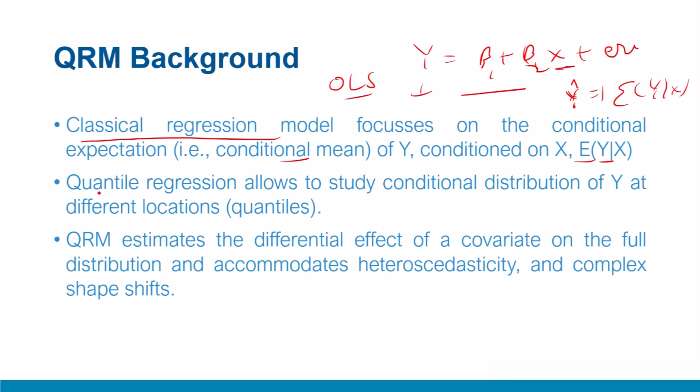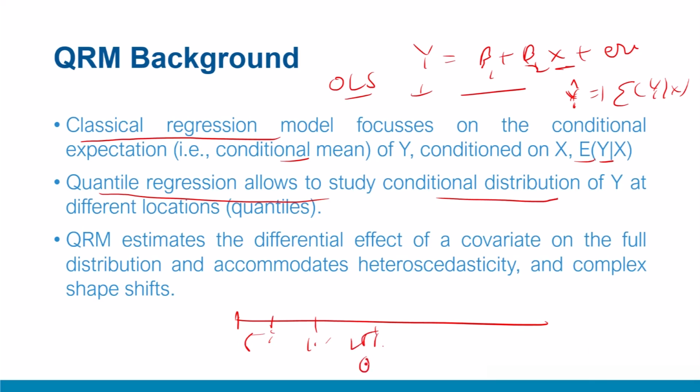In contrast, quantile regression allows us to study the full conditional distribution of y at different locations. For example, the different locations of y may be 5 percentile, 10 percentile, 25 percentile, which you call Q1, or the median, which is 50 percentile, and these may have different behaviors. For example, the differential effect of the covariate, that is x, at different quantiles may be different. Think of studying the income versus expenditure of a family, maybe expenditure on food. Surely the families at a lower income may have different food expenditure habits.